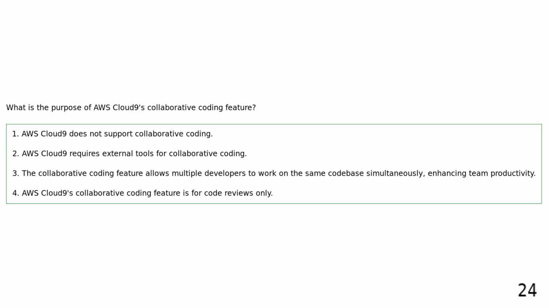What is the purpose of AWS Cloud9's collaborative coding feature? AWS Cloud9 does not support collaborative coding. AWS Cloud9 requires external tools for collaborative coding. The collaborative coding feature allows multiple developers to work on the same code base simultaneously, enhancing team productivity. AWS Cloud9's collaborative coding feature is for code reviews only.